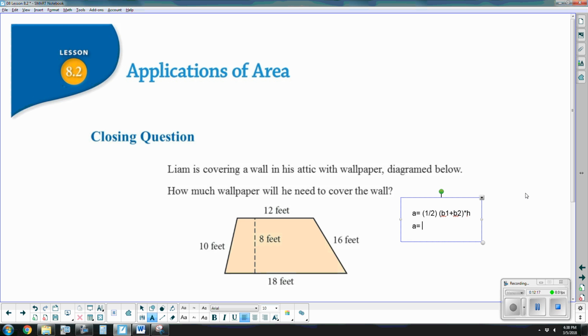So in this case, base 1 is 18 feet. So 1/2 of 18 plus 12, and our height is 8. And be careful that you measure height perpendicular. This is our height. That 10 feet and that 16 feet, those are just lengths of sides. That's not our height. That height has to be perpendicular to the base.